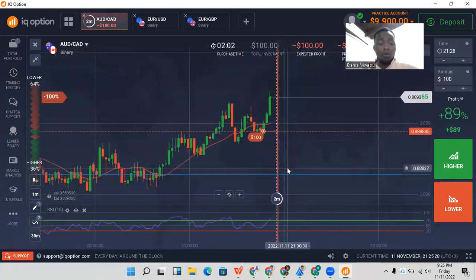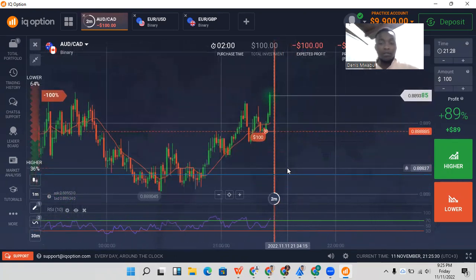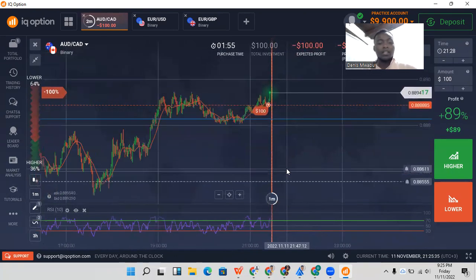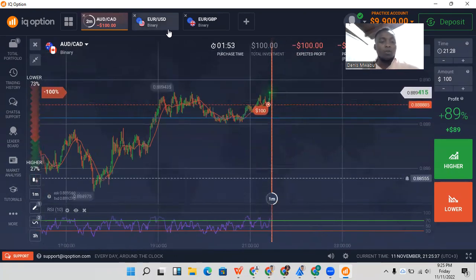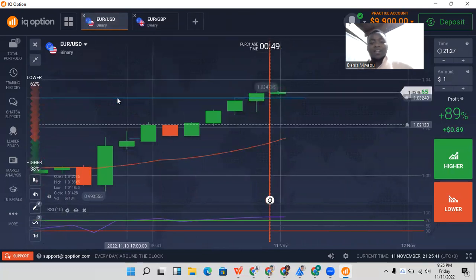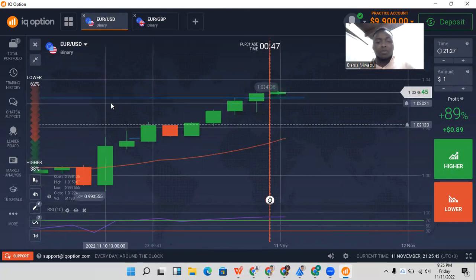Sometimes you can lose in trades, sometimes you can win, just depending on your level of techniques and skills in terms of analyzing. But if you understand this sniper entry technique, you'll really be able to make profit in terms of trading binary. Hope you got value.